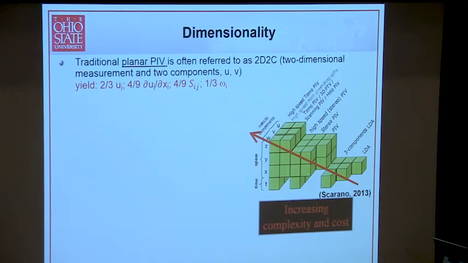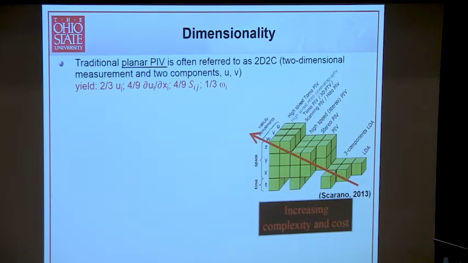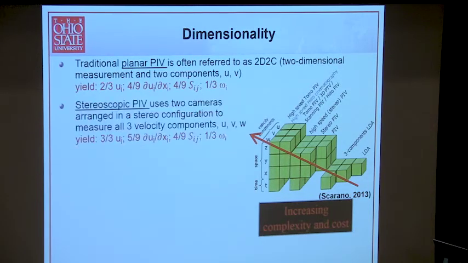Traditional planar PIV is often referred to as 2-dimensional, 2-component. You get 2 components U and V, right? So you get 2 of 3 components. You get only 4 of 9 components of the velocity gradient tensor, only 4 of 9 components of the strain rate tensor, and only 1 of 3 components of the vorticity vector. Okay?